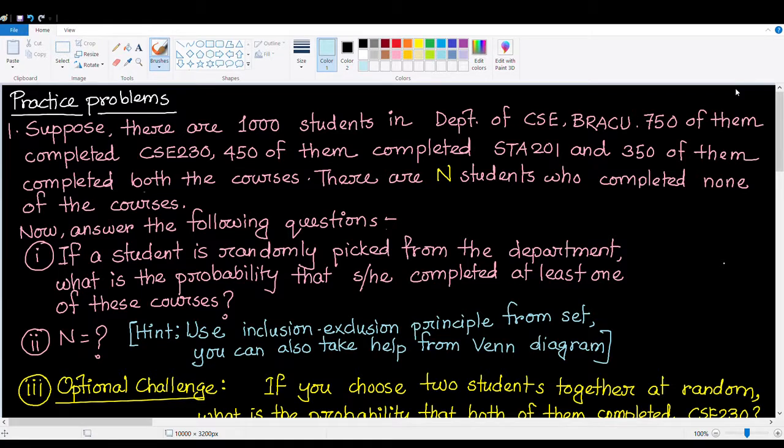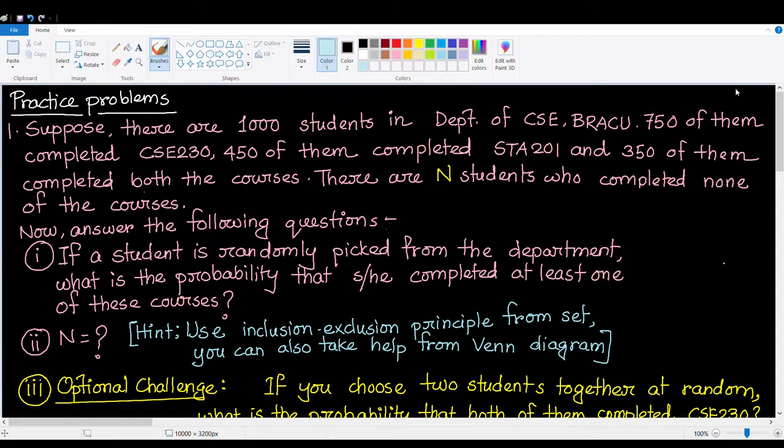Our first problem states that suppose there are 1000 students in the department of CSE at BRAC. 750 of the students completed CSE230, 450 of them completed STAT 201, and 350 of them completed both of the courses. The question also says that there are n students who completed none of the courses. If a student is randomly picked from the department, what is the probability that she or he completed at least one of these courses? She might have completed CSE 230 or STAT 201 or both of the courses.